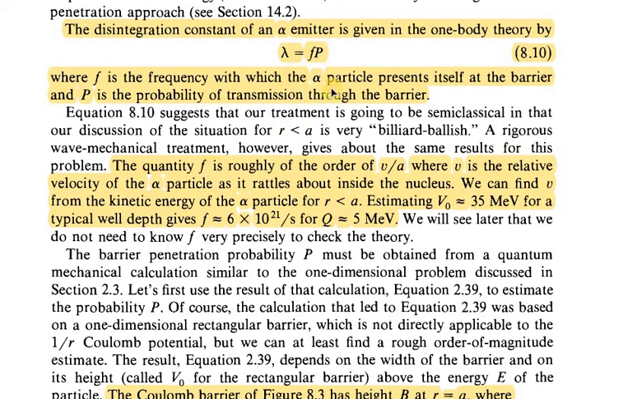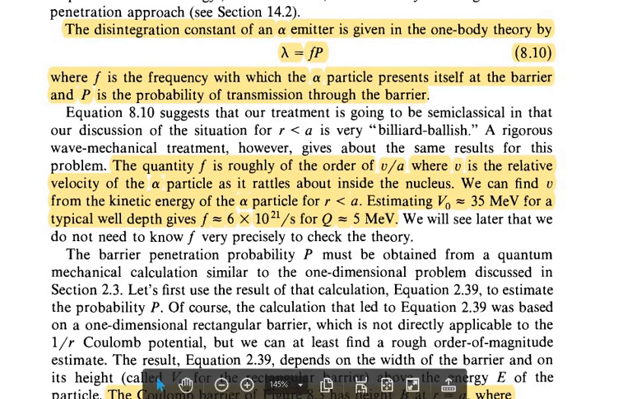The quantity F is roughly of the order of v by a, where v is the relative velocity of the alpha particle as it rattles about inside the nucleus. We can find v from the kinetic energy of the alpha particle for r less than a. Estimating V0 as 35 MeV for a typical well depth gives F equal to 6 times 10 to the power 21 per second for Q equal to 5 MeV.